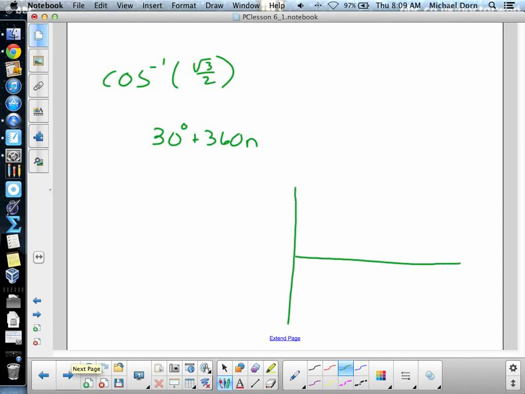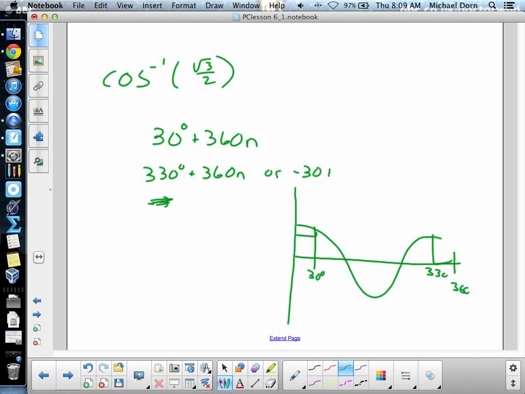And again, here's where knowing my graph really can be helpful. Gosh, it was 30 degrees in here, right? So that means symmetry, it's got to be 30 degrees in here, and this is 360. So that's 330, right? So my second angle would be 330. Or if you prefer, you could also say negative 30 plus 360n for the second one. In fact, it might be easier to just do 30 and negative 30, because that's the symmetry for cosine. So finding that secondary angle is going to be the biggest trick for some of those. The primary should be pretty simple.